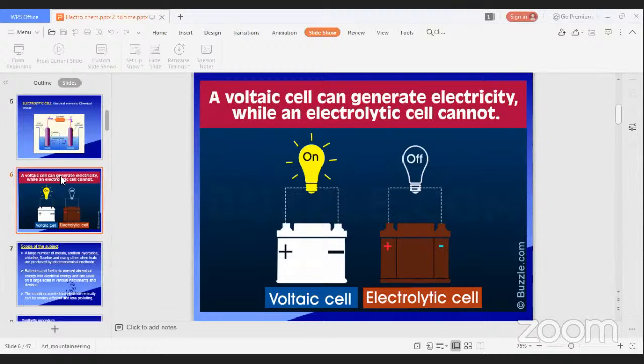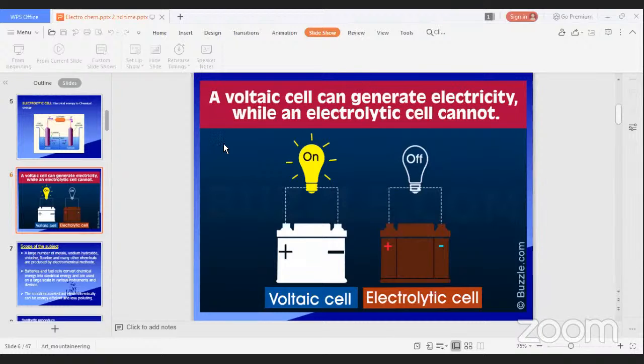Yeah, see this one. So it is a voltaic cell. In this, what is happening? Conversion of chemical energy to electrical energy. While in the electrolytic cell, what is happening? Conversion of electrical energy to chemical energy. Whereas in the voltaic cell, what is happening? Chemical energy is converting into electrical energy.